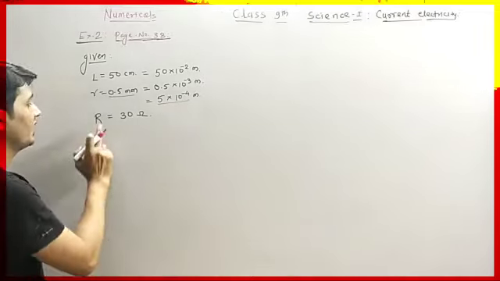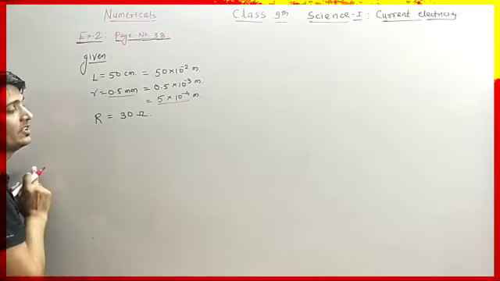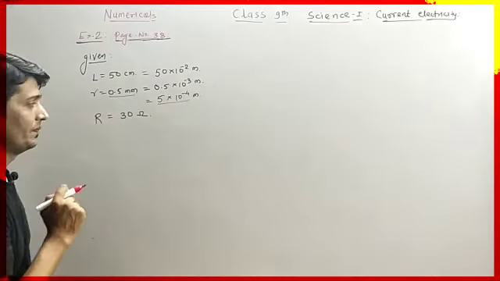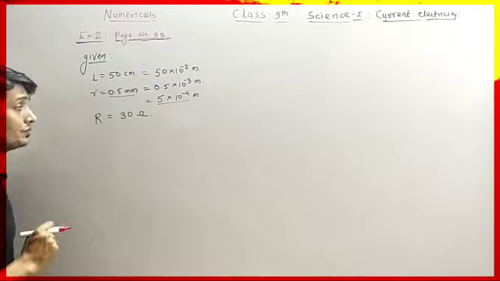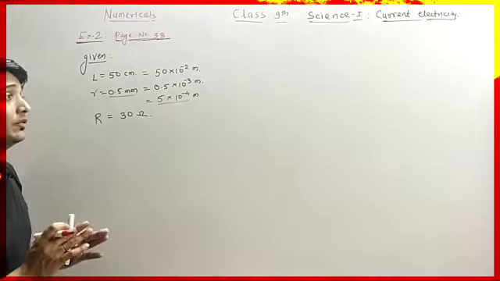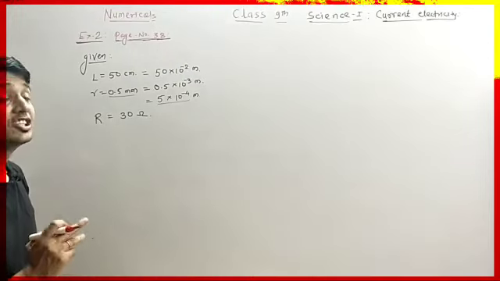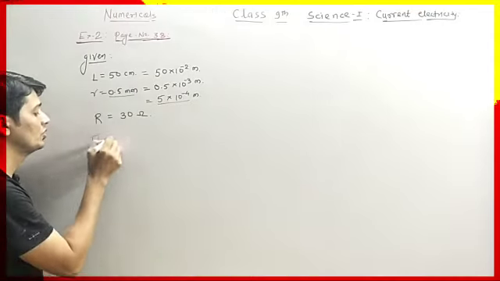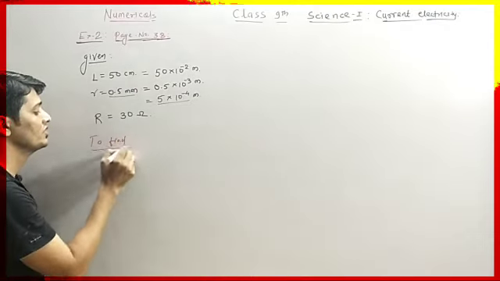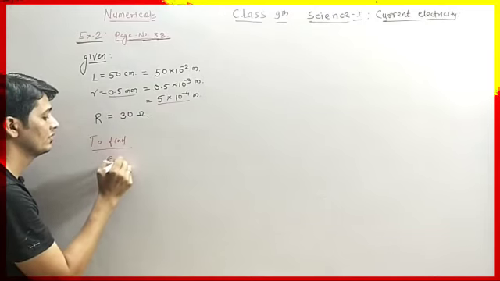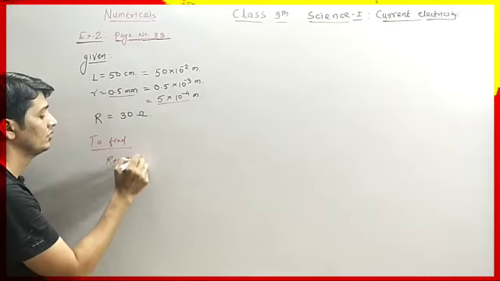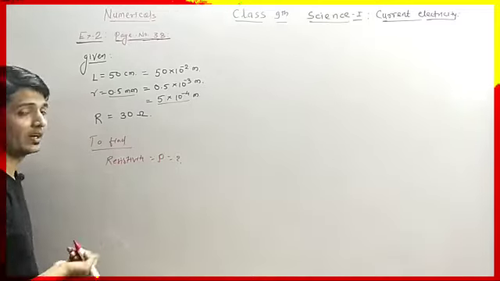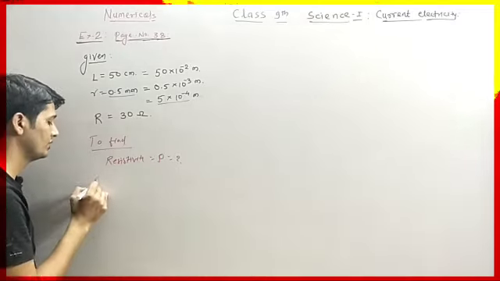And again, R is the resistance of the coil, which is 30 ohm. Now here, what do we have to find? We have to find the resistivity of the material. So resistivity is rho. Rho is a question mark. Okay, so now the formula.